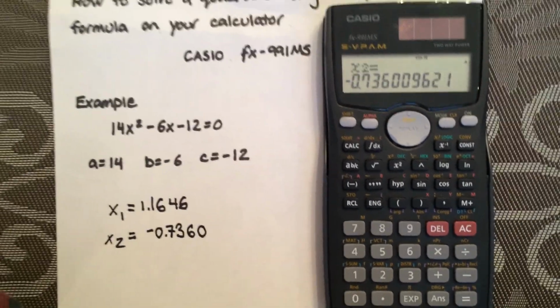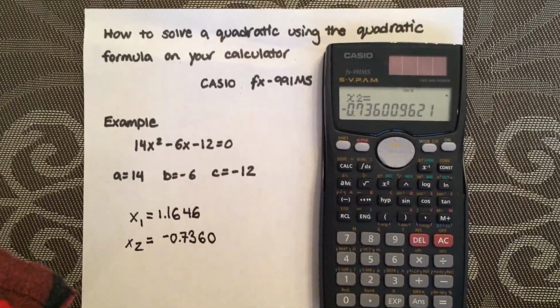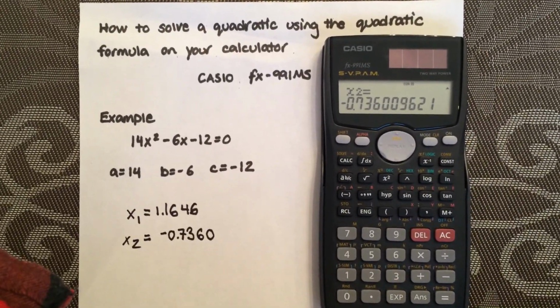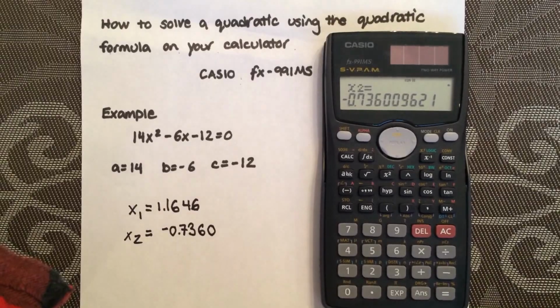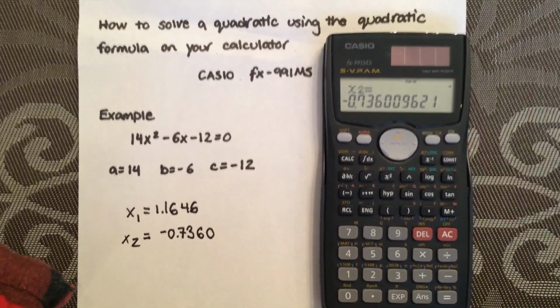And there you have it. You just solved a quadratic using the quadratic formula on the Casio Fx-991MS.